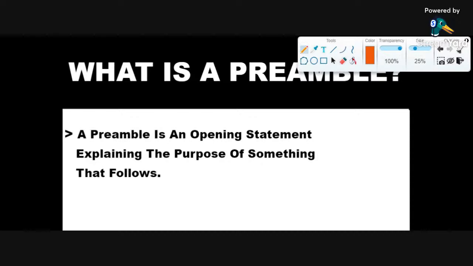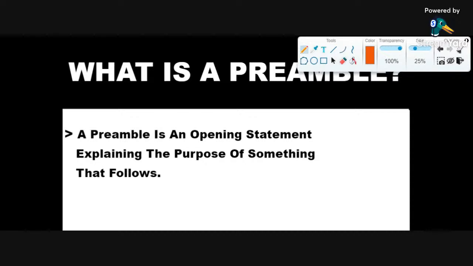Now, one thing we need to understand when we look at the meaning of a preamble is that a preamble is not an answer to the summary question itself. So we want to restrict ourselves in this lesson to the meaning of a preamble as it relates to answering summary questions. So what does it mean? What does a preamble mean as it relates to summary writing? That is exactly the meaning we have given here: an opening statement explaining the purpose of something that follows.